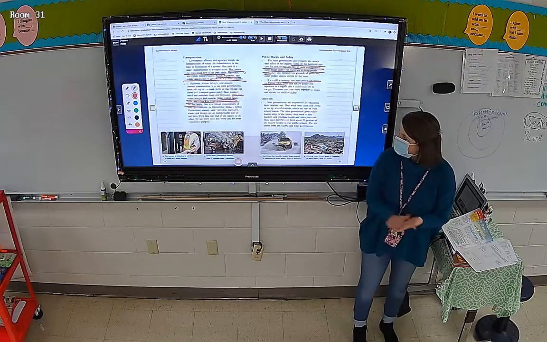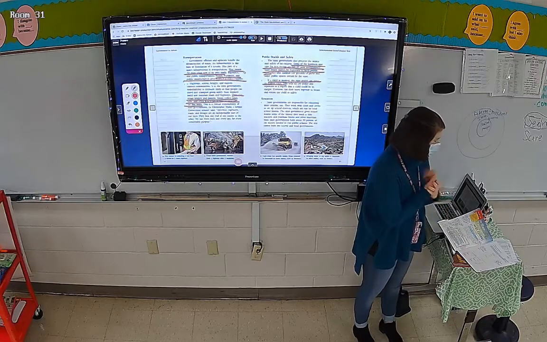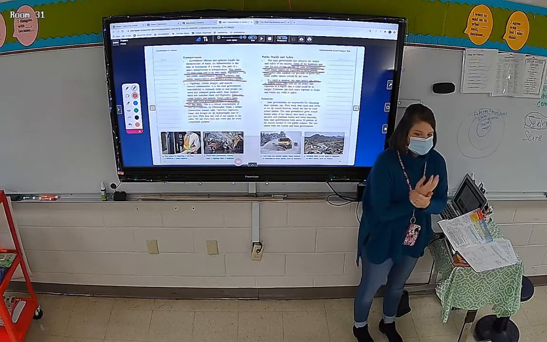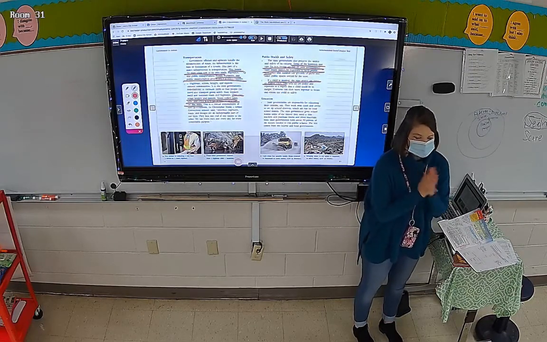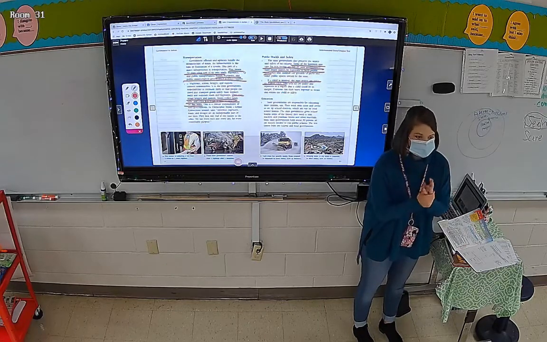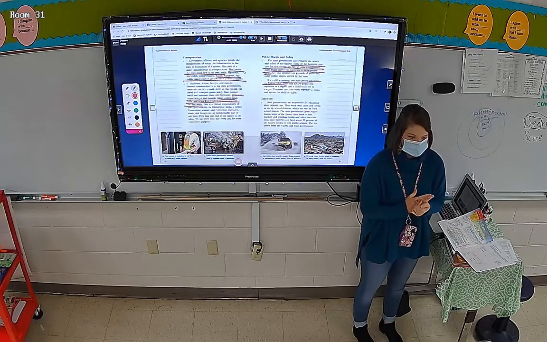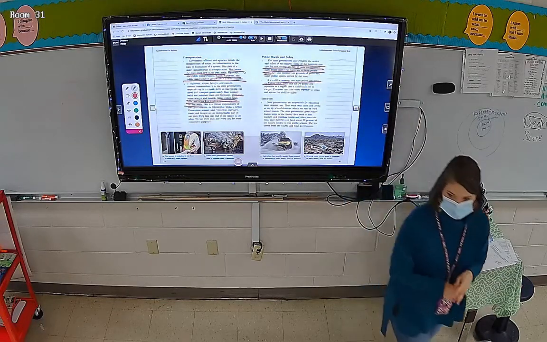All right, last section, education. Paragraphs 8 and 9. You guys did really well reading by yourself and finding important information. We're going to do the same thing for education. So you're finding one sentence that tells you what this state government does in paragraph 8 and 9. Okay?